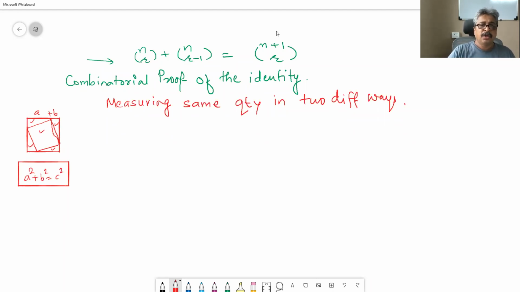Similarly, let us do this. Suppose I have a set A where you have a total of n elements, and you have yet another element b with you.